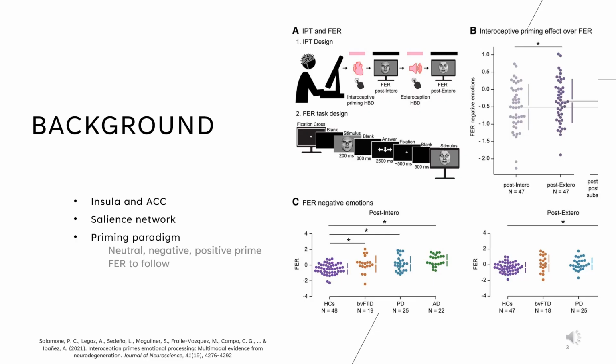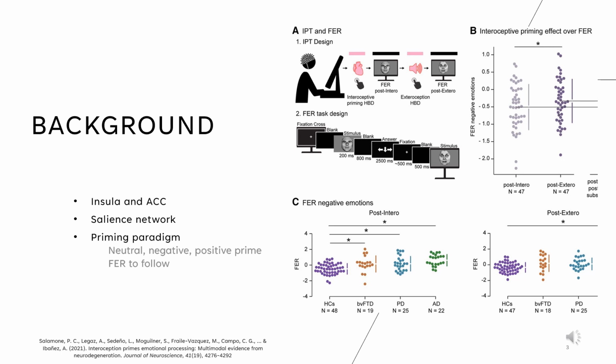Evidence suggests that the insula and the anterior cingulate cortex, or the ACC, are the key regions involved with integrating interoception in the emotional processes. This is supported by the salience network, which includes both the insula and the ACC. The salience network is involved with processing internal events, which includes interoceptive and affective signals.